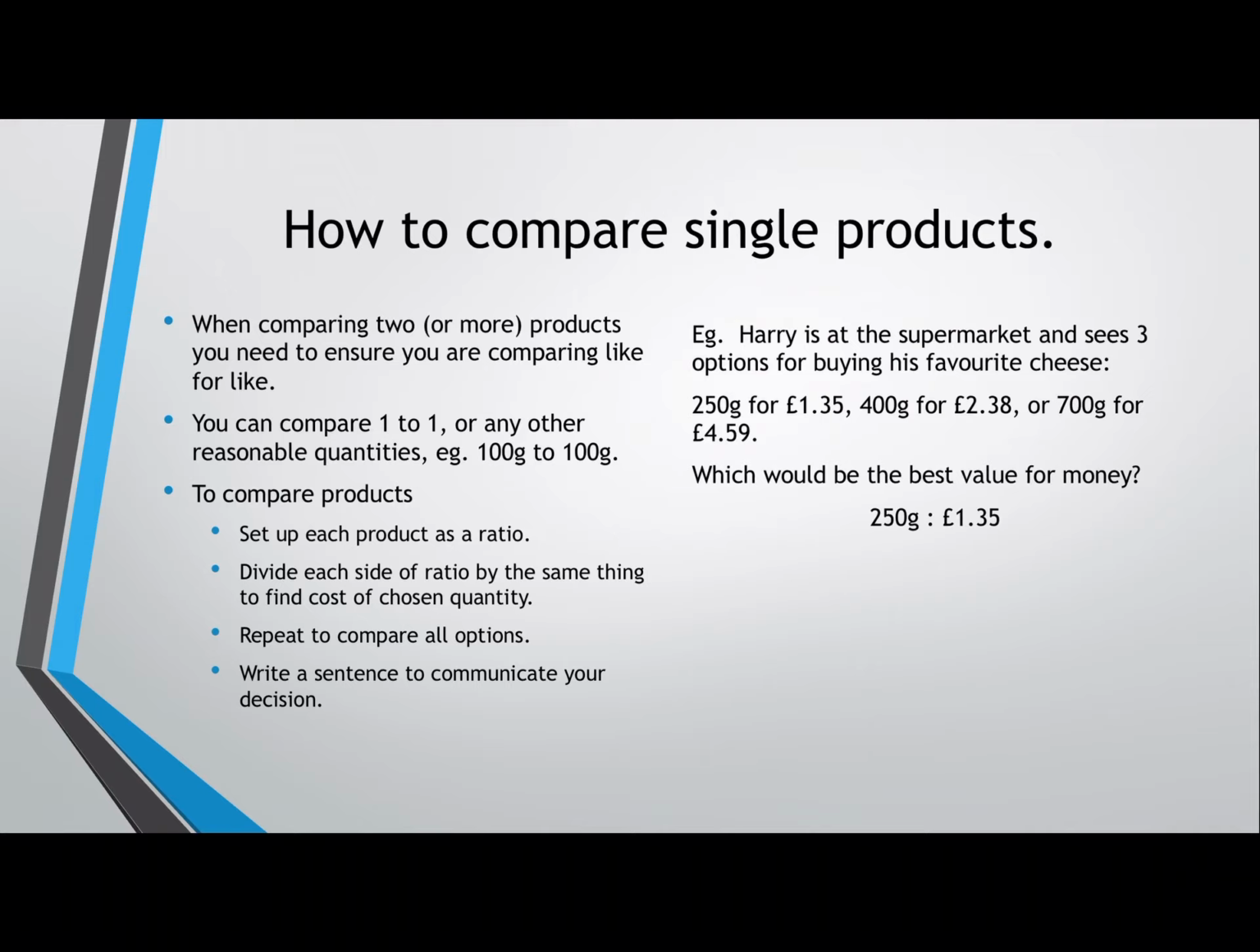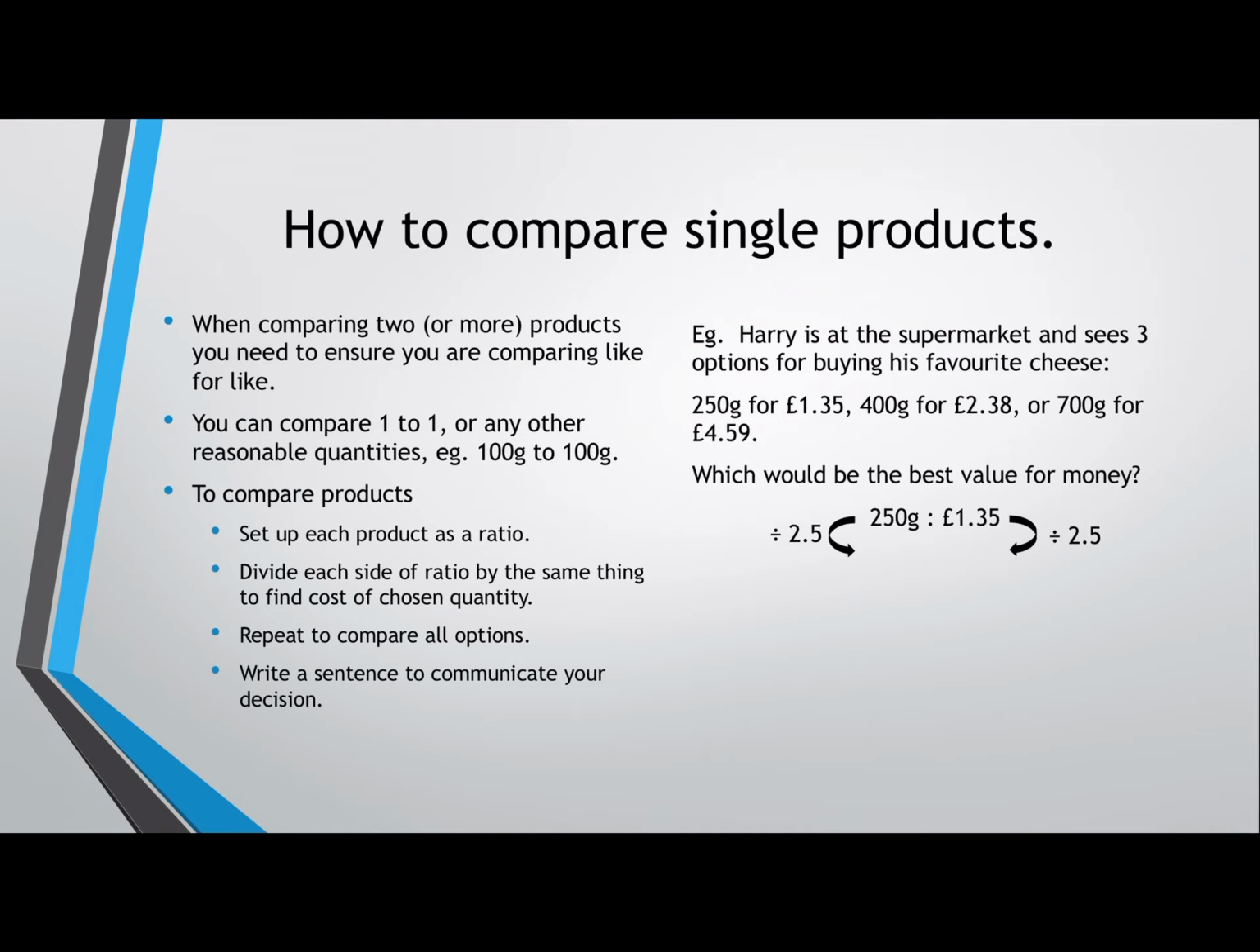So we have 250 grams is £1.35. And in this case, we've got 250 grams, we've got 400 grams and 700 grams. So for this one, we're going to compare 100 grams to 100 grams. So we need to divide both sides of our ratio so that we get 100 grams on the left, and then we get the price for 100 grams on the right. So what I need to do is divide both sides by 2.5, because there's 2.5 lots of 100 in 250.